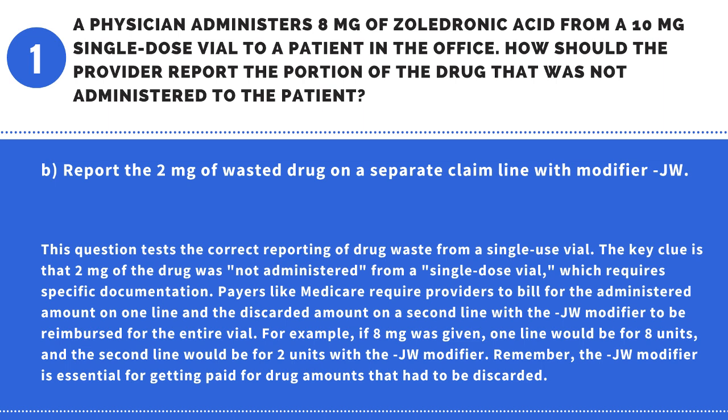For example, if 8 mg was given, one line would be for 8 units, and the second line would be for 2 units with the JW modifier. Remember, the JW modifier is essential for getting paid for drug amounts that had to be discarded.